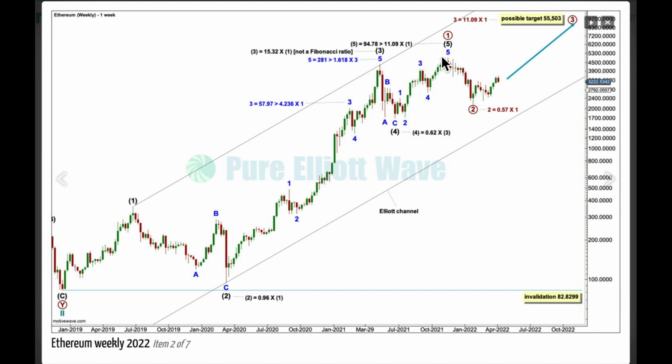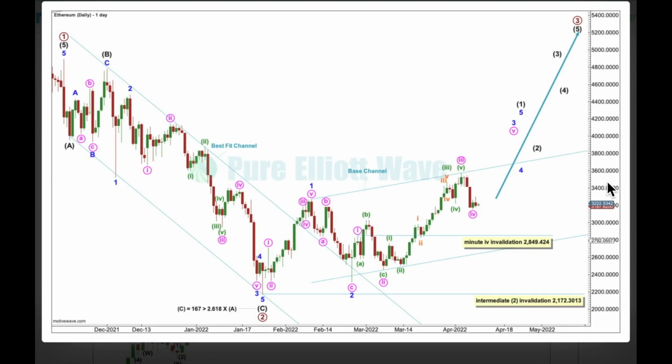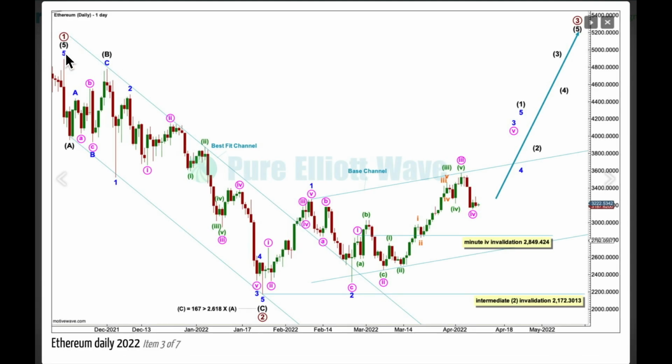Let's take a look at the structure of primary 2 at the daily chart level from this high here. This point here, it subdivides quite nicely as a zigzag. Intermediate A, intermediate B an expanded flat, intermediate C a long extension, exhibits a Fibonacci ratio to intermediate A. Intermediate C is 167 longer than 2.618, the length of intermediate A.